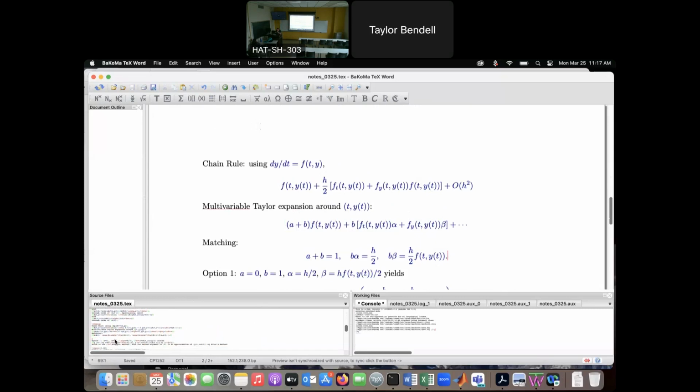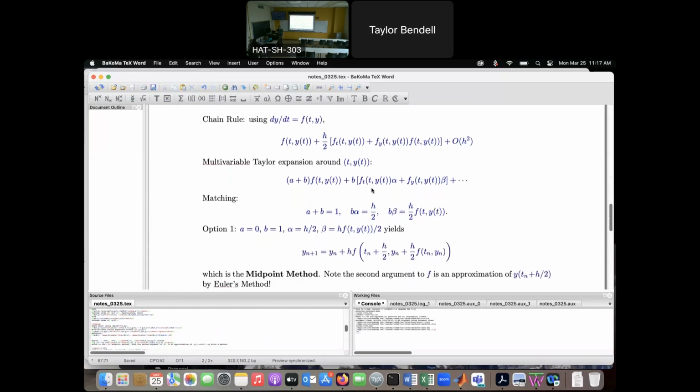Now, this system, I have 4 unknowns, 3 equations. So this system of equations does not have a unique solution. I have multiple options, so I want to point out 2 of them. So for example, if I set a equals 0, b equals 1 for this equation, then that would pin down alpha as h over 2, and then beta is h over 2 times f. Then I get this method. This is called the midpoint method.